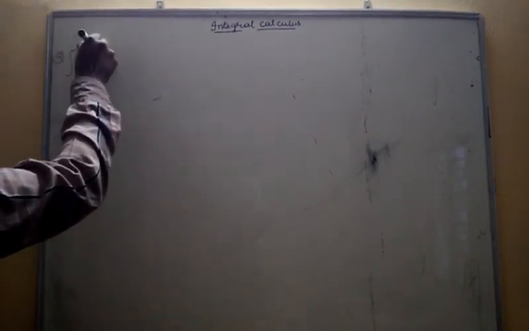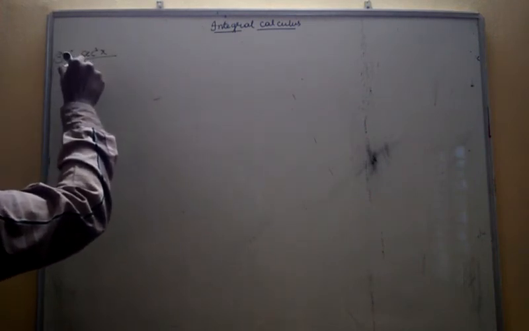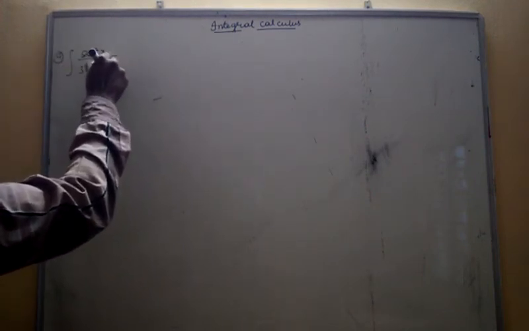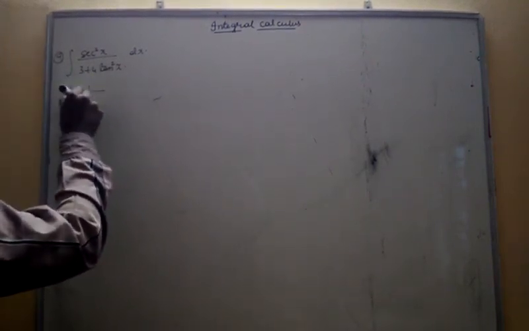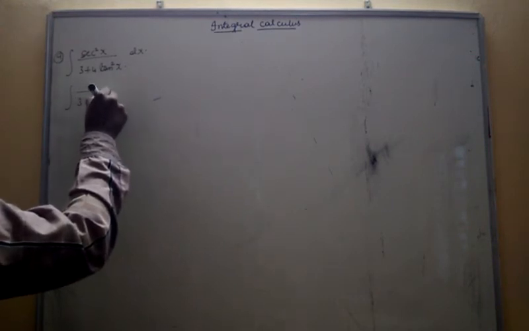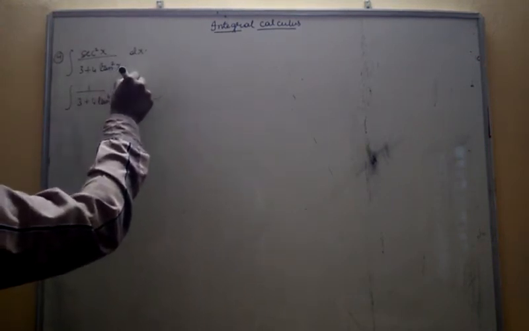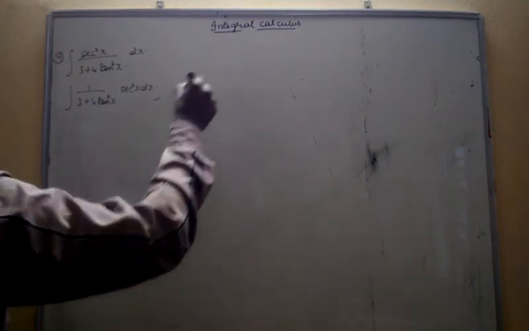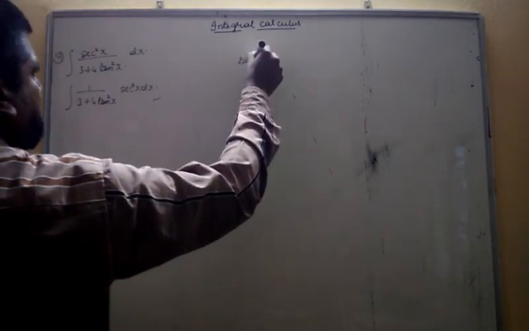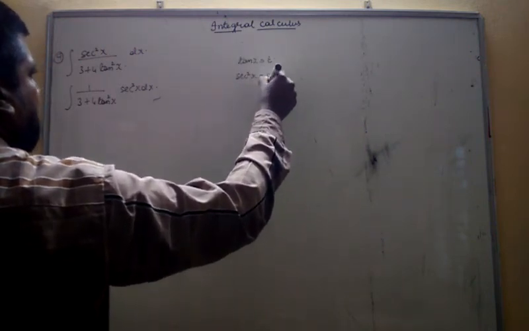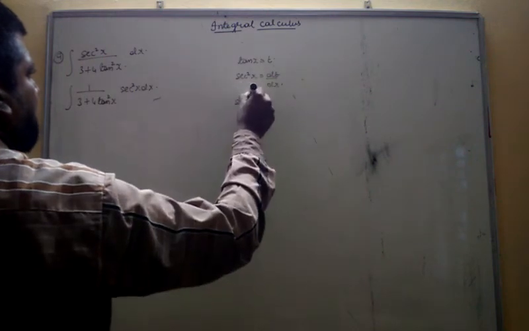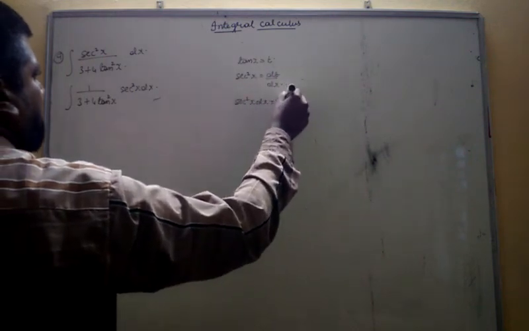Integration of secant square x by 3 plus 4 tan square x dx. Let us write this as 1 by 3 plus 4 tan square x into secant square x dx. Then tan x is equal to t. Differentiating tan x, secant square x is equal to dt by dx. Then secant square x dx is equal to dt.